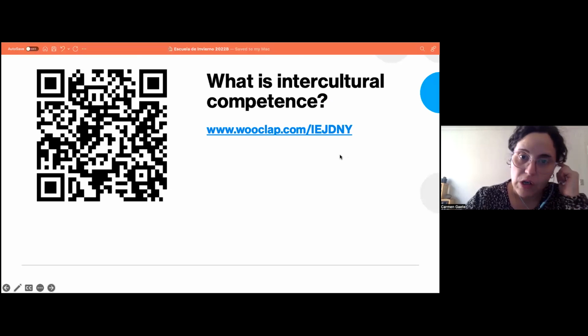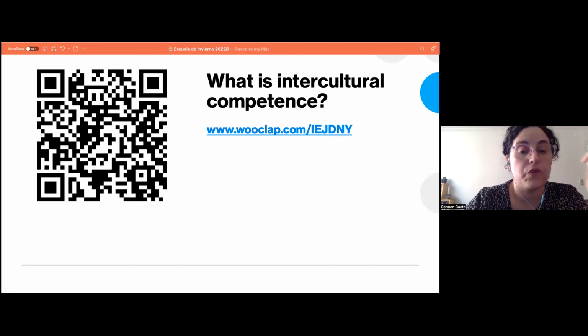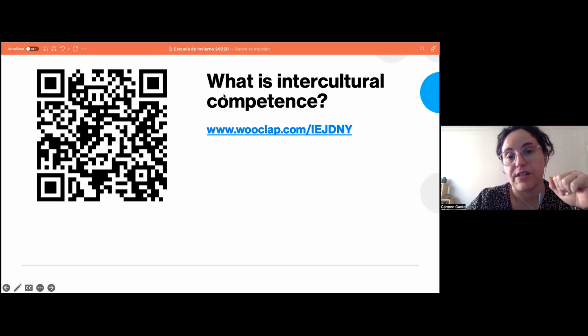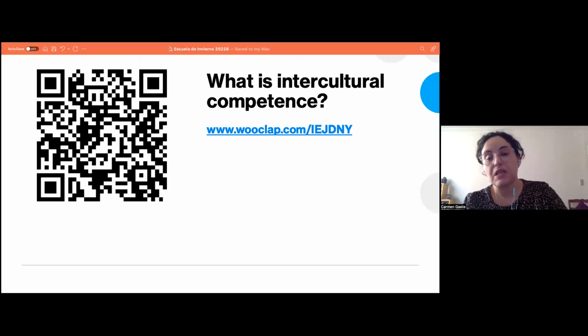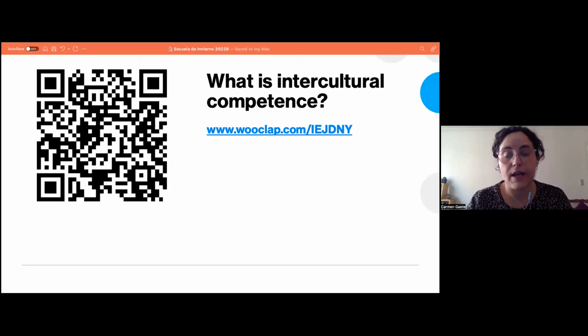So before we get into more definitions and more theory, perhaps we're going to do a little exercise. I would like you to go to this website that you see here. You have the QR code in case you are using your phone, for example. I would prefer to do it like that. Once you do that, you're going to see a question, which is the same one that you see here. I would like you to define, perhaps in a couple of words or in a whole sentence, that's really up to you, what intercultural competence is for you.